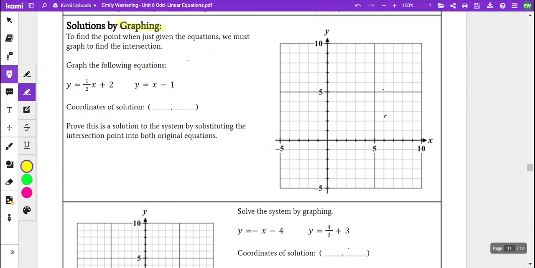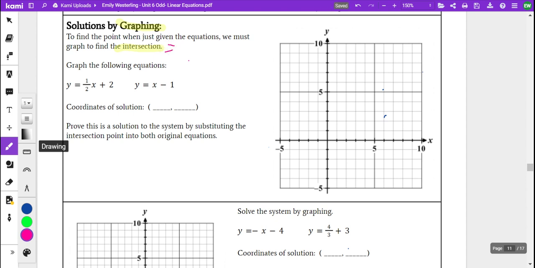So we can graph to find the solution. But we're graphing lines. How do we know what the solution is? Well, the intersection is the solution. It's important that where these lines meet, that's what we're looking for. So the first step is to graph the following equations.